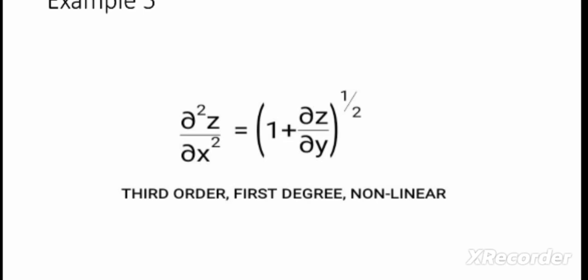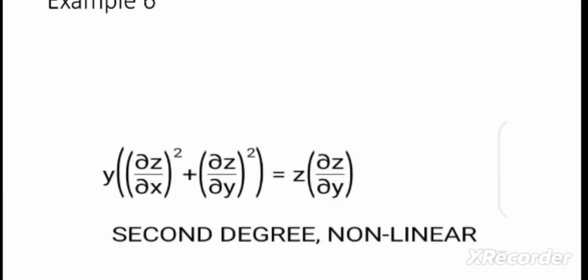This one is third order, degree 1, and it is non-linear. So this is a third order differential equation. And lastly, this one is second degree, degree 2, and it is also non-linear. The order will be left as an assessment, so you can try and figure out what the order of this PDE will be. Thank you.